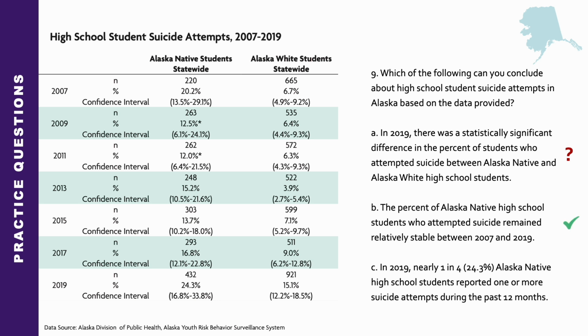It is fair to conclude that the percent of Alaska Native high school students who attempted suicide remained relatively stable between 2007 and 2019. 20.2% and 24.3% are fairly similar. And we can also conclude from the data that in 2019, nearly 1 in 4, or 24.3%, of Alaska Native high school students reported one or more suicide attempts during the past 12 months.